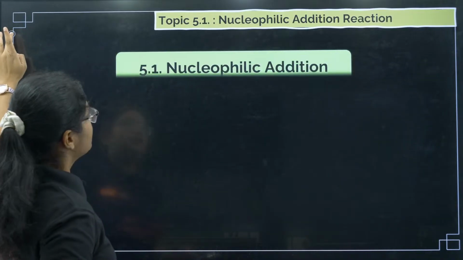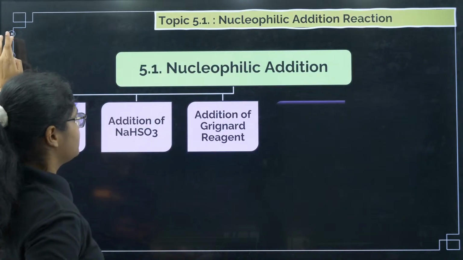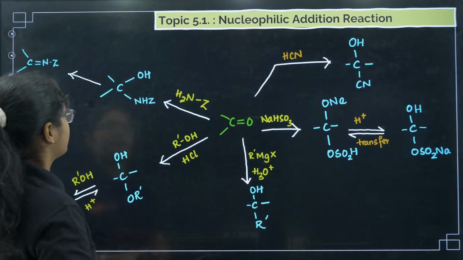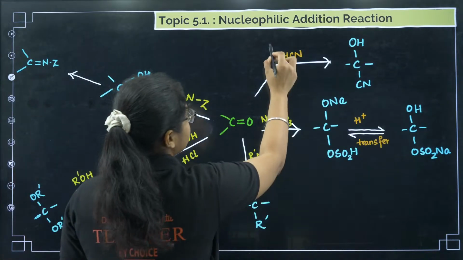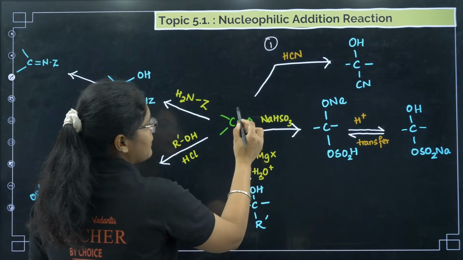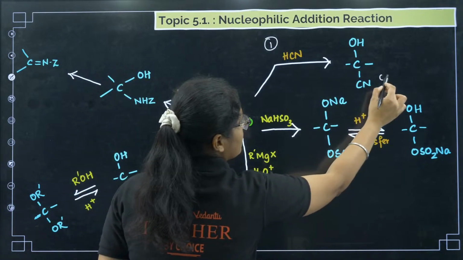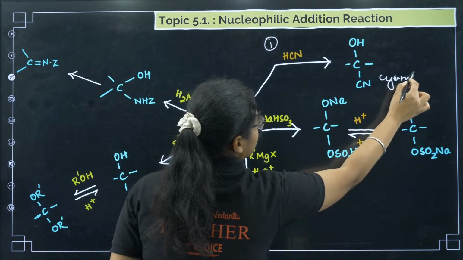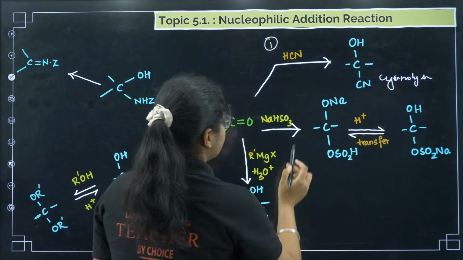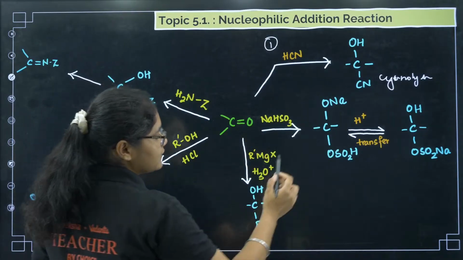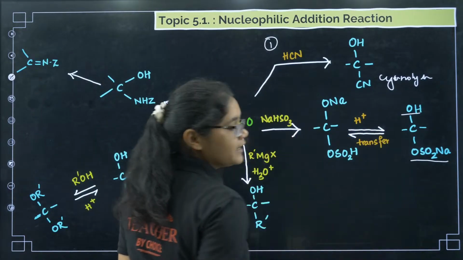Okay, so now you can see the addition reactions here. Addition of HCN, the first one. If I take addition of HCN, what will happen? OH and CN will form. This is called cyanohydrin. Next, addition of NaHSO3 will give you OH and SO3Na.